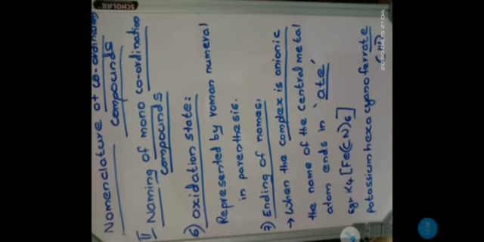Last point, ending of names. If the complex is anionic, negative part, the name of central metal atom ends in ATE. Example, K4[Fe(CN)6]. Here the complex part is negative, [Fe(CN)6]4-. Name of that compound is potassium hexacyanoferrate(II). Iron becomes ferrate(II).